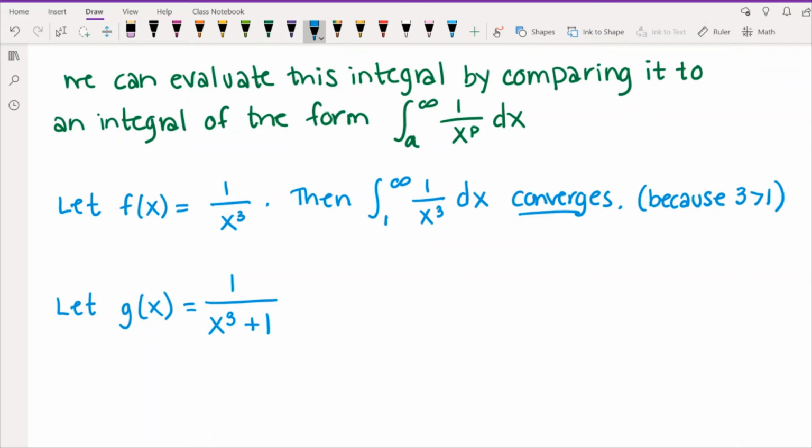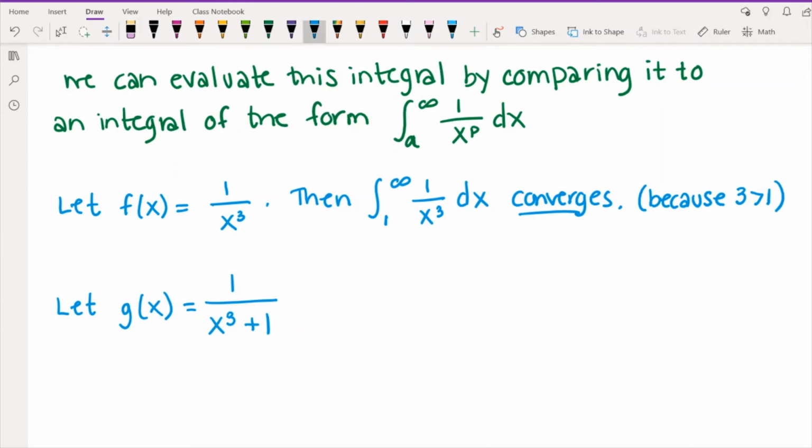So if you plug in 2 to the first one, you would get 1 over 2 cubed, which is 8. Sorry, which is 1 over 8, right? Because you get 8 in the denominator. What happens if you plug 2 into this one? Well, you would get 1 over 8 plus 1, or 1 over 9. And 1/9 is smaller than 1/8. So anytime you take the denominator of a fraction and make it bigger, that has the result of making the overall fraction smaller.